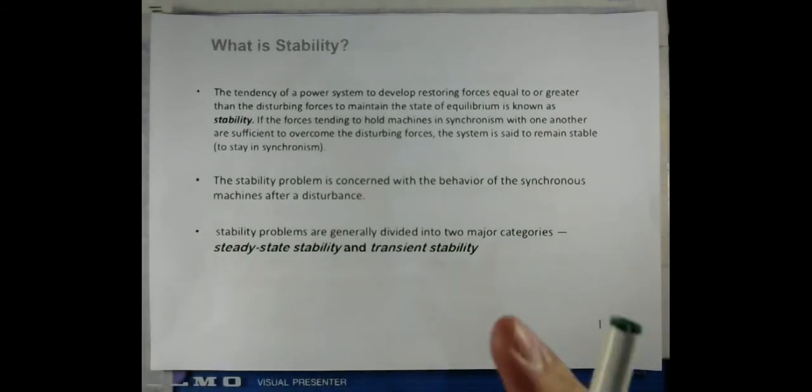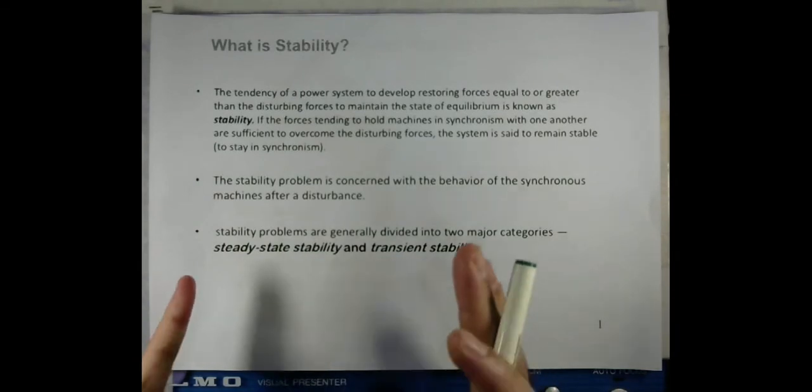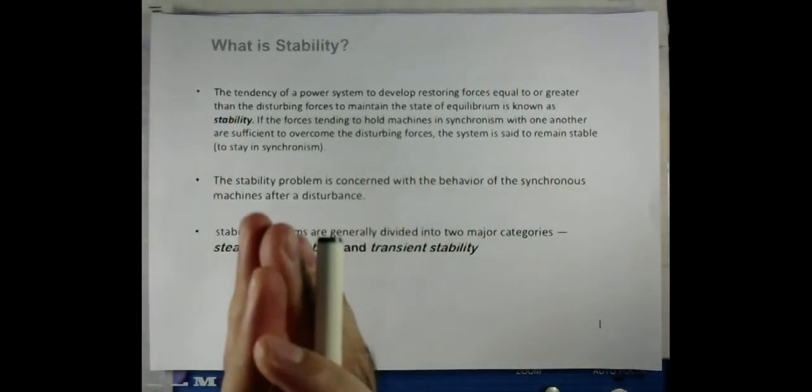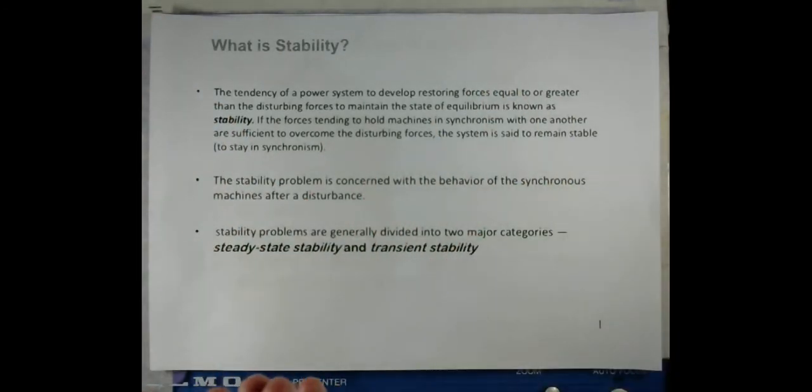In the steady state stability we mostly consider small scale disturbances, for instance a continuous change in the load. And in the transient stability we consider large disturbances, for instance a fault or a sudden increase of a heavy load or removal of a load. That's why it's important, because we need to ensure that all the machines remain in synchronism with the rest of the system. Because we have an interconnected system, it is important to ensure that the machines run in synchronism with the rest of the system.